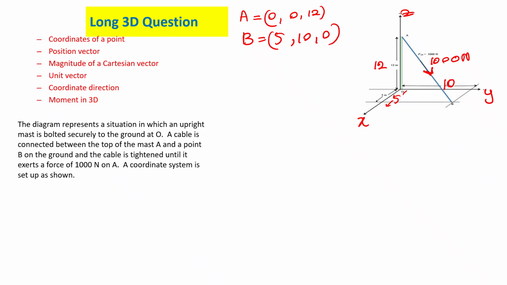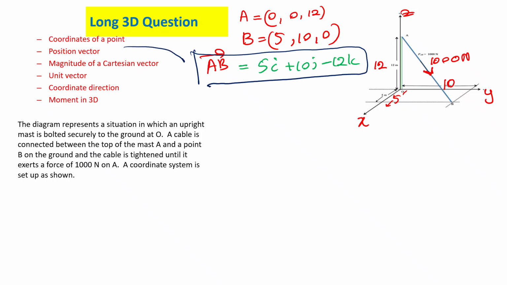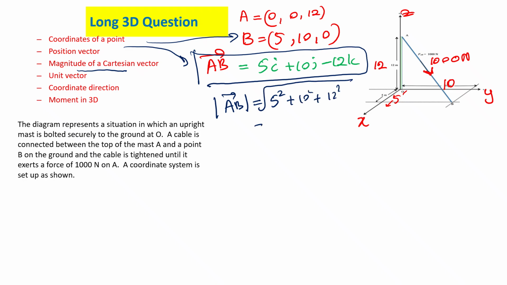Now your force is from A to B. So what is AB? 5i plus 10j minus 12k. Are you all okay with this? Okay, so you have found the position vector. Now the magnitude of the position vector. How do we find the magnitude of this one? 5 squared plus 10 squared plus 12 squared, square root of this. Can you find me that, please?